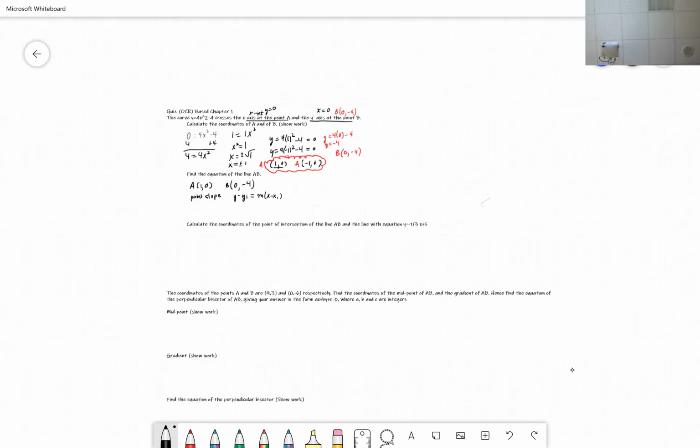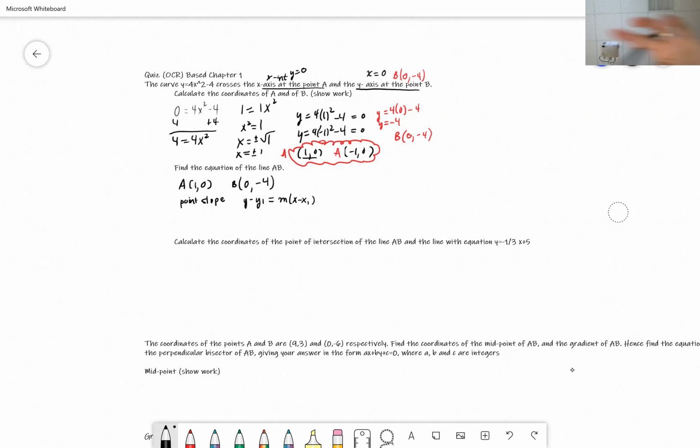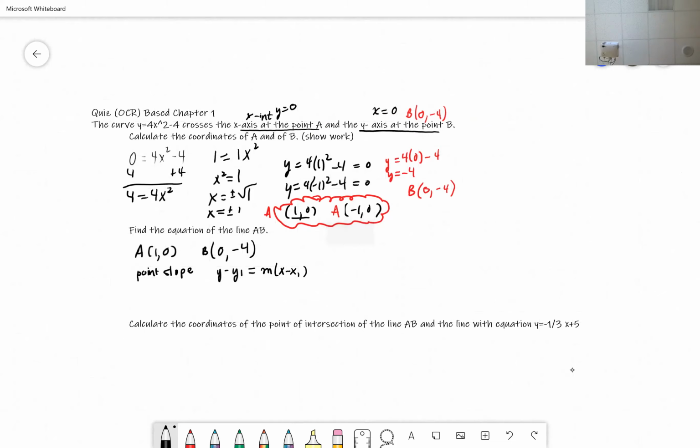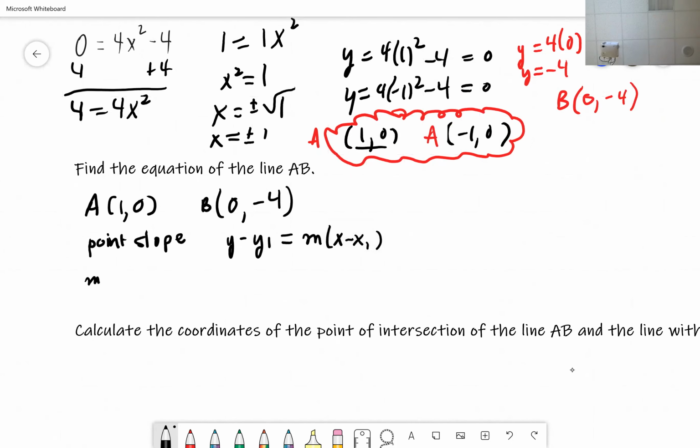Do we have a slope? No, but can we find it? Yes, we can. What's my slope formula? y2 minus y1 divided by x2 minus x1. So I don't know, call this x1, y1, x2, y2. Is that fair?